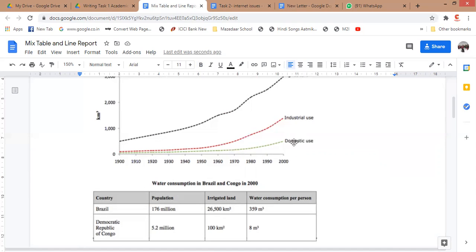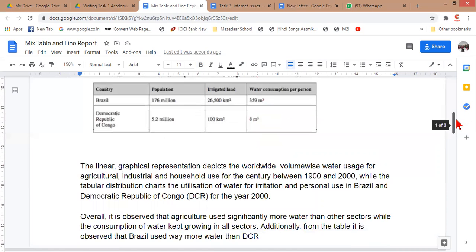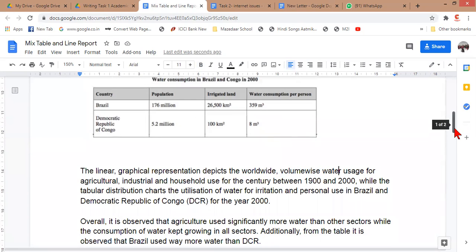So you have to think of this. Then what did I say? Volume wise. Volume wise water usage. Usually we put units, measured in. Why did I not put units here?